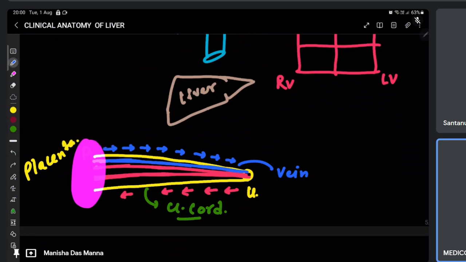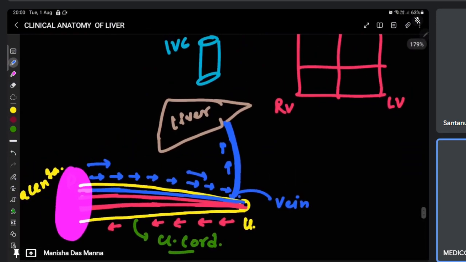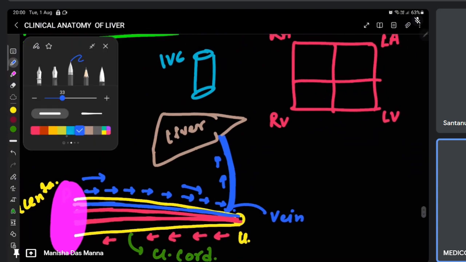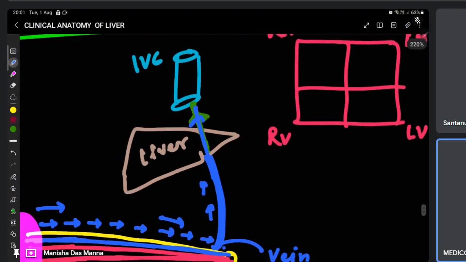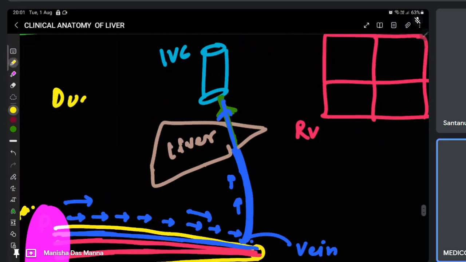The blood coming from the placenta towards the umbilicus is moving towards the liver of the fetus, and then from the liver it's moving towards the inferior vena cava. And this is called your ductus venosus.